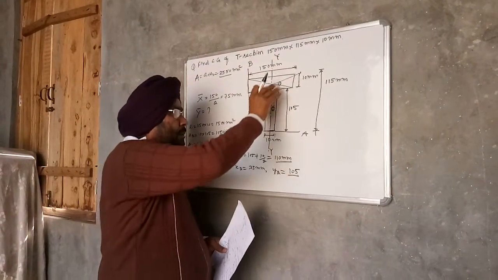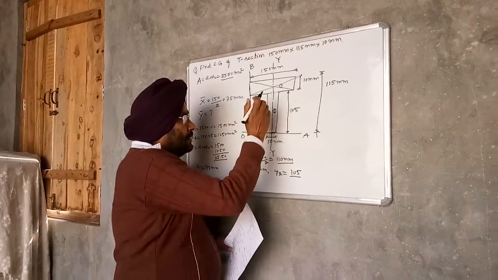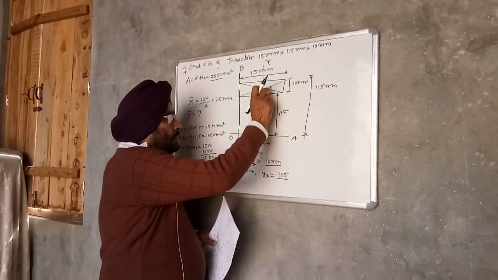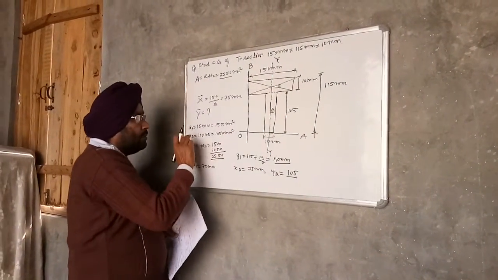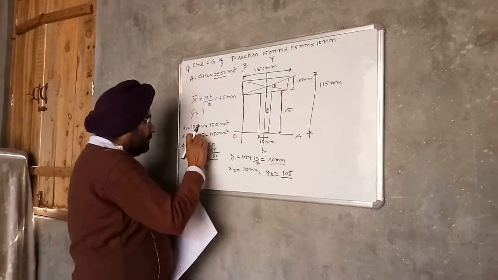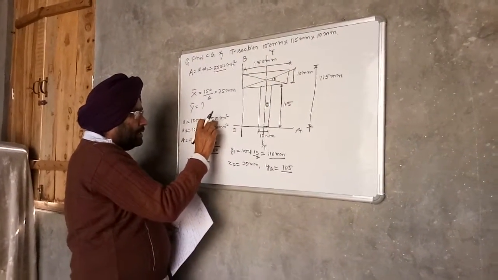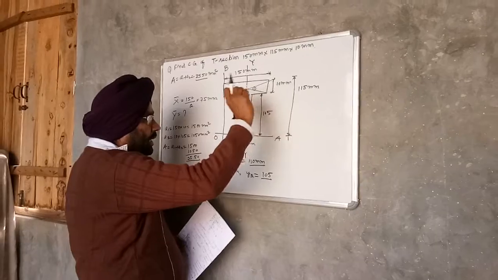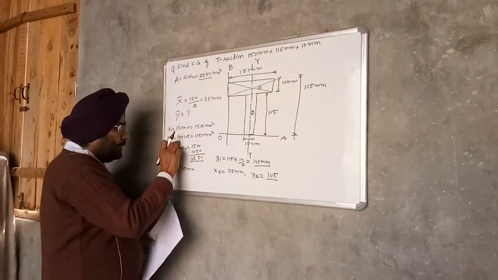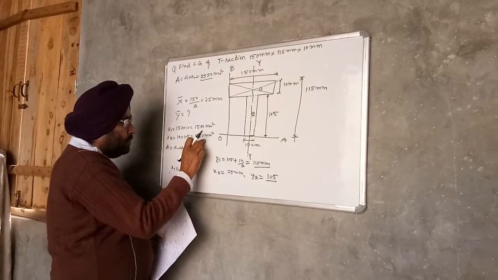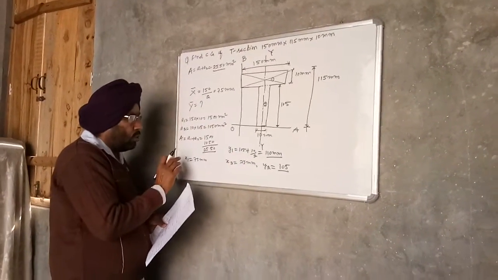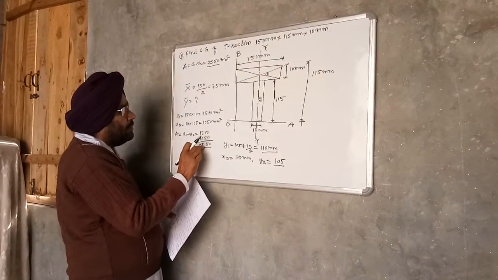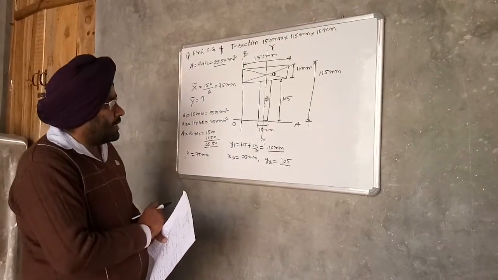So we have divided the section into two parts. This is the first part and this is the second part. Area of the first part is 150 into 10 millimeter, 1500 square millimeter. And area of the second part A2 is 10 into 105 millimeter, 1050 square millimeter. So the area of the whole figure is A1 plus A2, which is 2550 square millimeter.